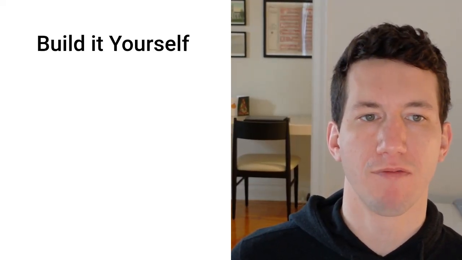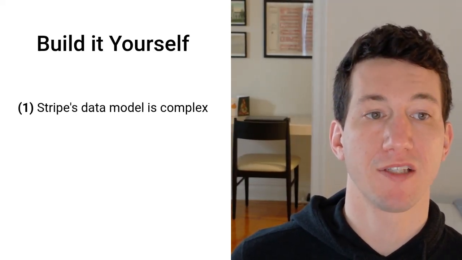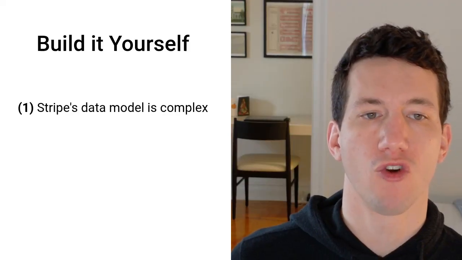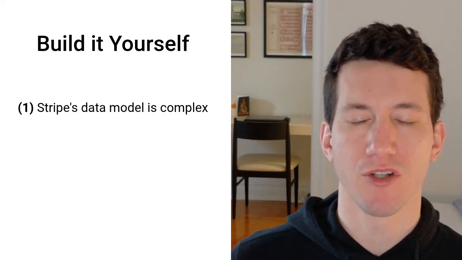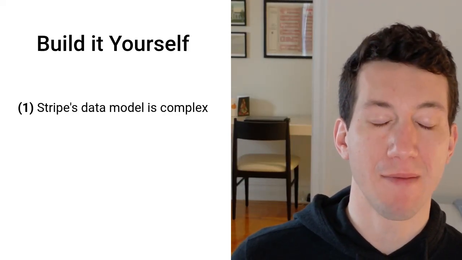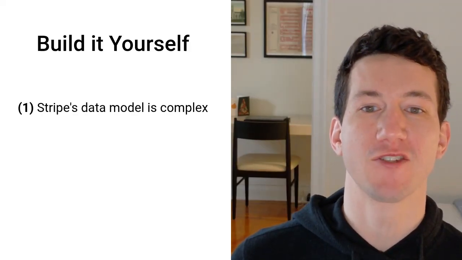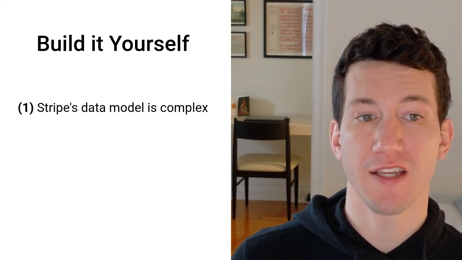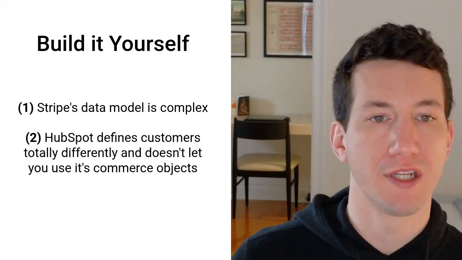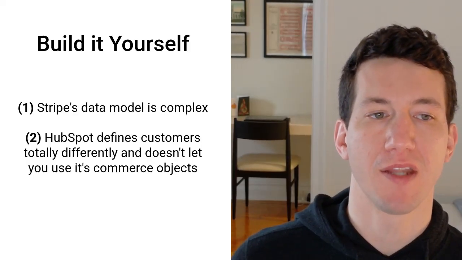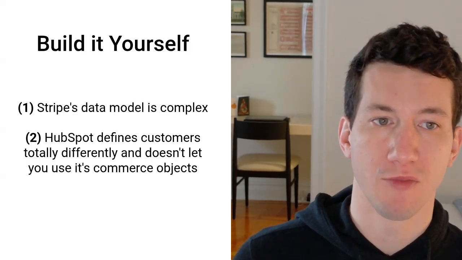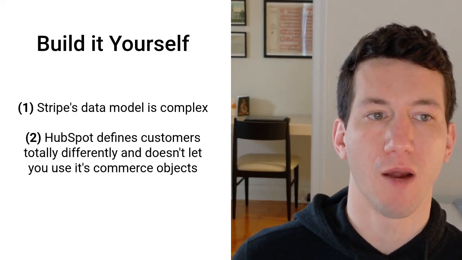Zapier seems simple at first, but you'll quickly run into the complexity of Stripe's data model. Stripe stores key data like customers, subscriptions, invoices, payments, line items, proration events, and coupons in deeply nested structures. On the other side, HubSpot defines customers totally differently, and you can't write to HubSpot's native invoice or subscription objects because those belong to HubSpot Commerce.